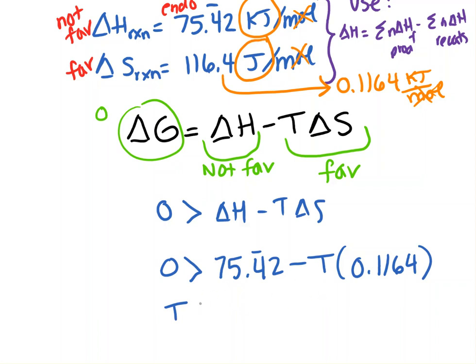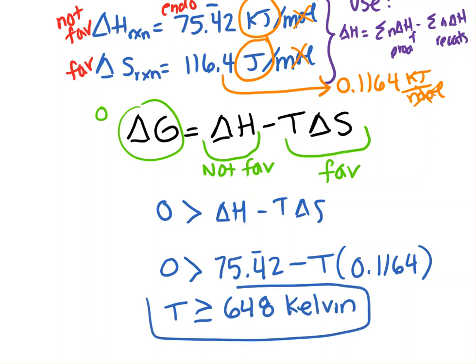And when we switch sides, this turns, and this is in Kelvin. Okay, so that is the minimum temperature. It needs to be bigger than that or equal to that. That's the turning point to make that spontaneous.